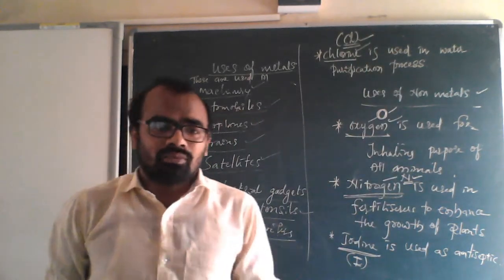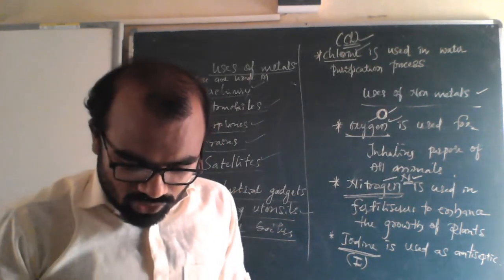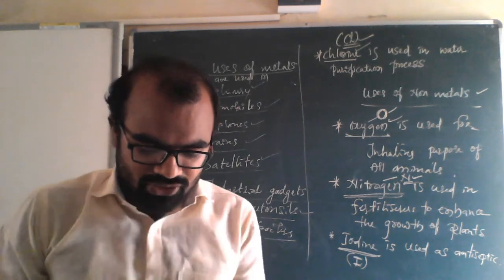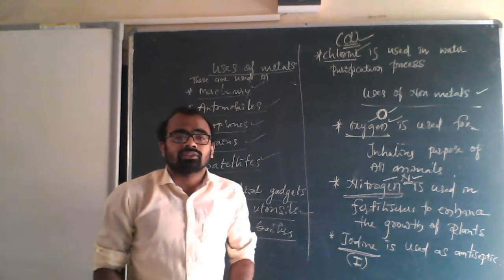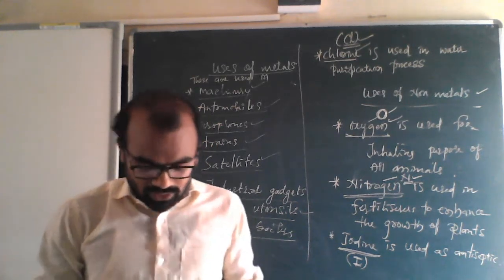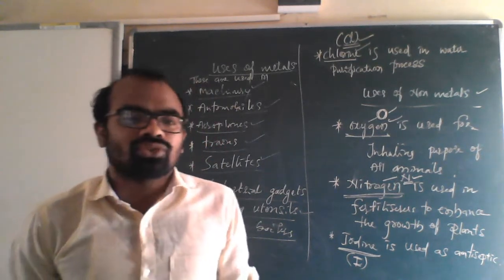Chlorine, Cl. So you just write down there: the non-metal used in the purple colored solution which is applied on wounds as an antiseptic is which one? Iodine. Okay. Last one, non-metals used in crackers.